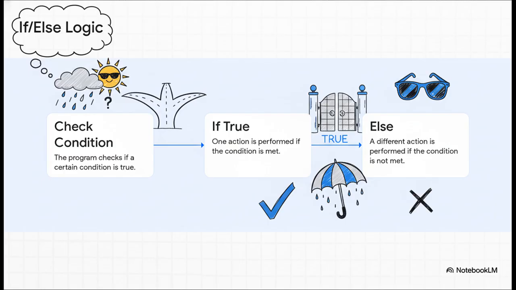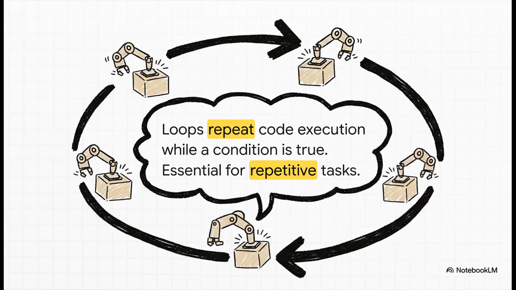Incredibly powerful. But what about stuff you have to do again and again? I mean, imagine you're programming a robot on an assembly line. Are you going to write out the instruction, put on a wheel, 100 times? No way! That would be insane. That's where loops come in. You just write the instruction once and say, hey, keep doing this until you're done. It's the power of repetition, and it saves us a ton of work.